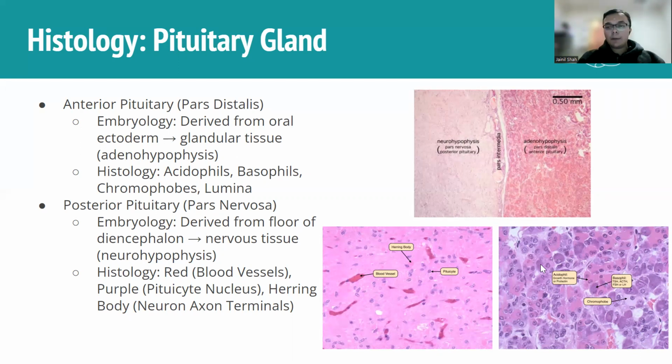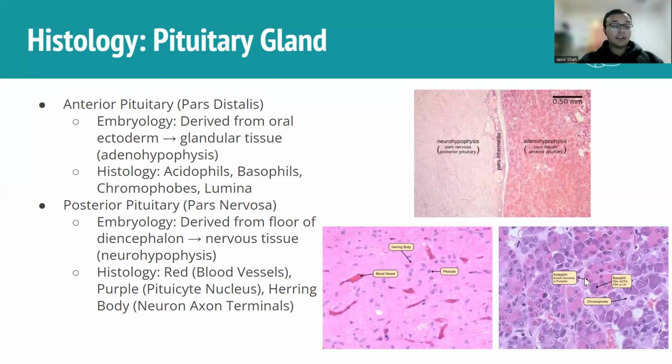Now, these cell types play different roles. So the acidophils, as shown in this diagram, play a role of secreting growth hormone and prolactin, whereas the basophils secrete things like TSH, ACTH, FSH, or LH.